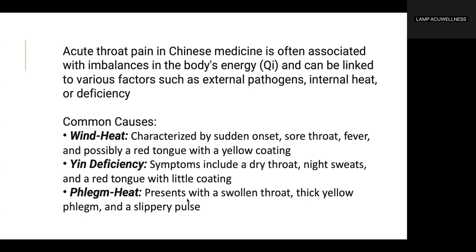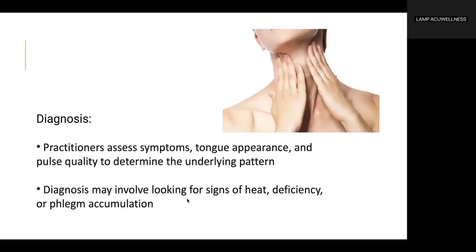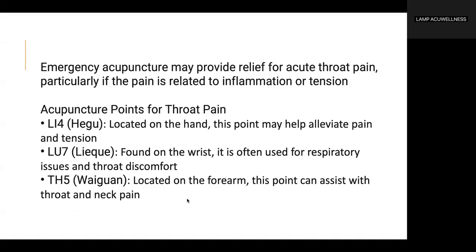Phlegm heat presents with a swollen throat, thick yellow phlegm, and a slippery pulse. Practitioners assess the symptoms, tongue appearance, and pulse quality to determine the underlying pattern. Diagnosis may involve looking for signs of heat, deficiency, or phlegm accumulation. Emergency acupuncture may provide relief for acute throat pain, particularly if the pain is related to inflammation or lesion. We can use acupuncture points like Li4, which helps alleviate pain and tension, and Lung 7, which is often used for respiratory issues and throat discomfort.